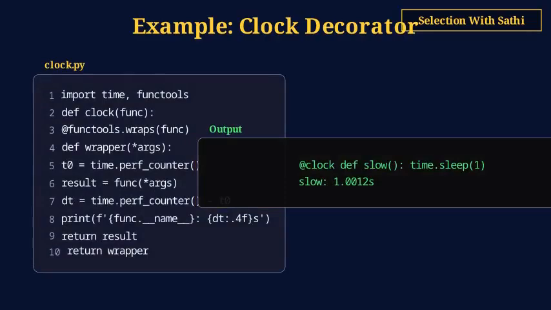Let's build a clock decorator that measures execution time. Import time and functools. Define clock that takes func. Inside, define wrapper with @functools.wraps(func). Record the start time, call the function, compute the elapsed time, and print the function name with the duration. Decorate any function with @clock and it prints how long it took.